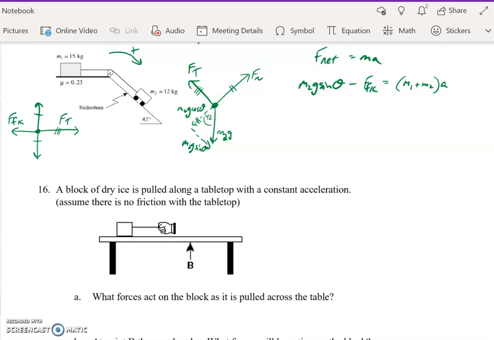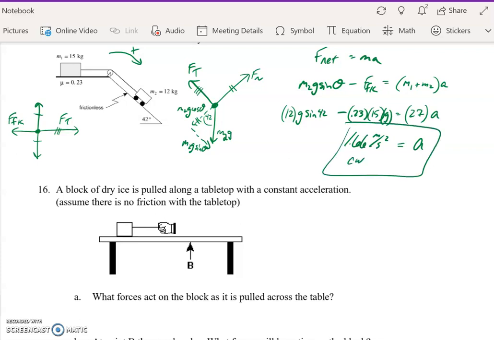So m2g is 12g sine 42 minus, this will be mu, which gives us 0.23, times 15 times g. No sine or anything needed there because the block's on a flat surface. Equals 12 plus 15 is 27 times a. So the only thing you don't have is a. Do your algebra, solve for a. It's 1.66 meters per second squared, and this is all moving in the clockwise direction. Couldn't possibly be going in the counterclockwise direction.